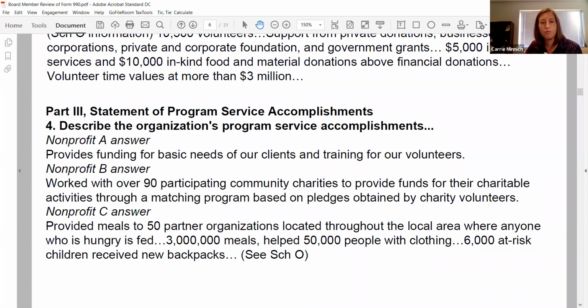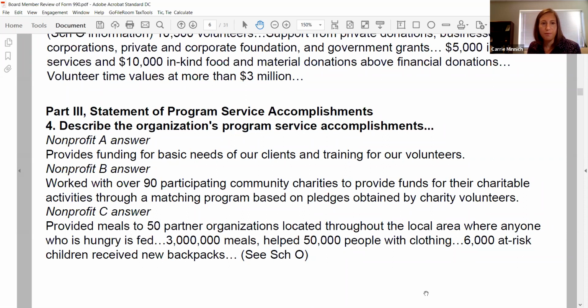So it gave how many it worked with, who it worked with, it provided funds through a matching program. So it's a little bit more effective. I would say it's probably adequate because it briefly describes the program and how it works. It does provide some quantitative information indicating the magnitude of the program.